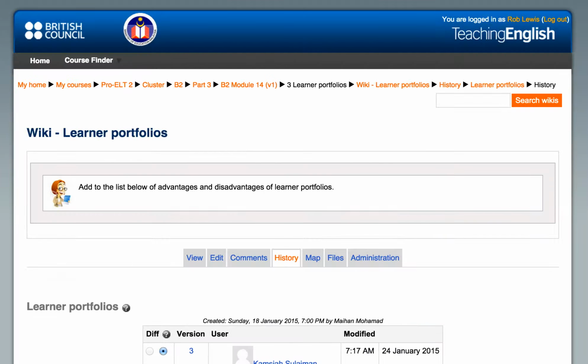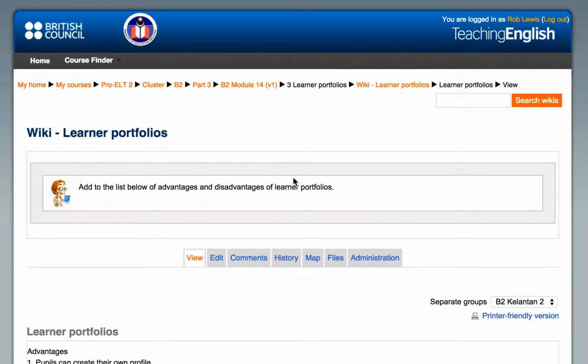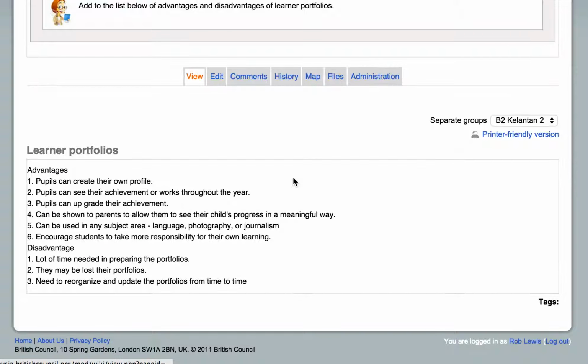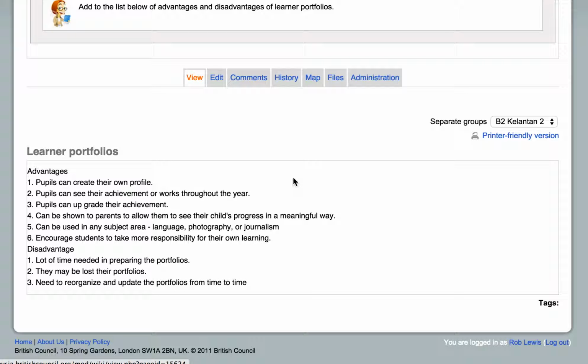Another element of the module which focused on learner portfolios was the wiki, and there are some ideas here from three of you, from Cami, Nick Bahia and Myhan, so thank you, which just show or list the advantages and disadvantages. And I think if you take it practically, then you can see that there are more advantages according to you. Thanks very much for those contributions.